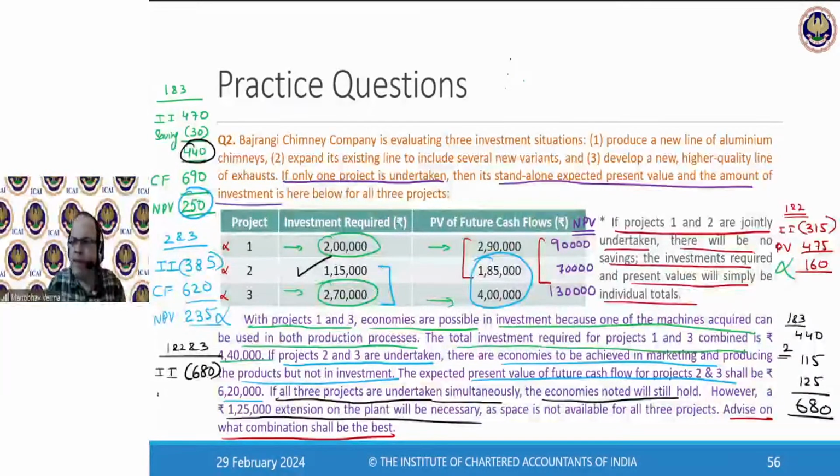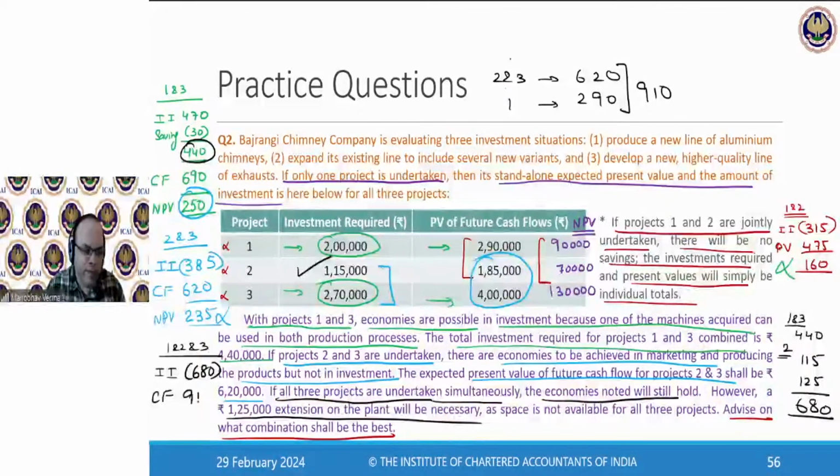And what is the present value of the cash flows? There was some saving in 2 and 3, right? So for 2 and 3, the cash flows are 620, given to us. For project 1, we can take from the table 290. It's giving me 910. So that means I'm getting an NPV of 230. Wow. That's a very, very close call.